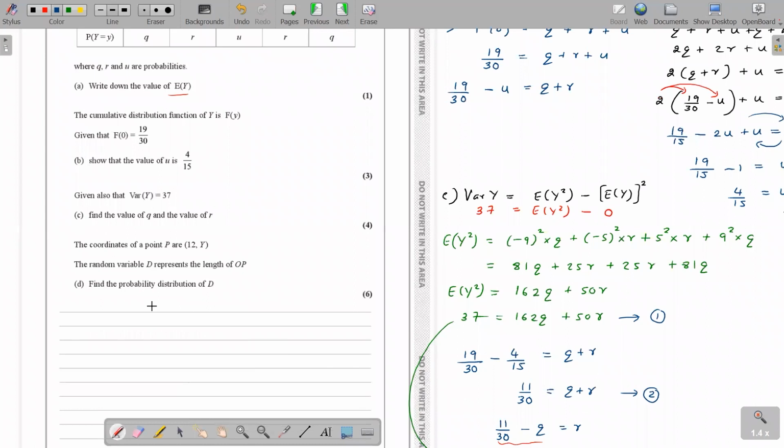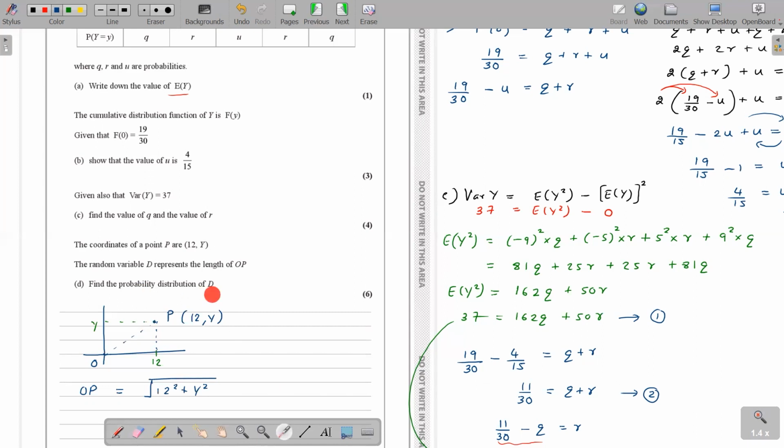So now how do we get the length from the origin to any point? Let's say this is my point O and this is my point P. P is 12 comma y. How do I get the distance OP? It's basically Pythagoras theorem. This distance is 12 while this is y, so the square root of 12 squared plus y squared gives you the distance OP. Am I correct?